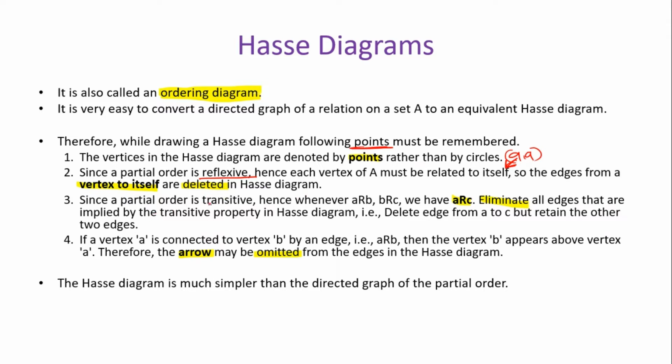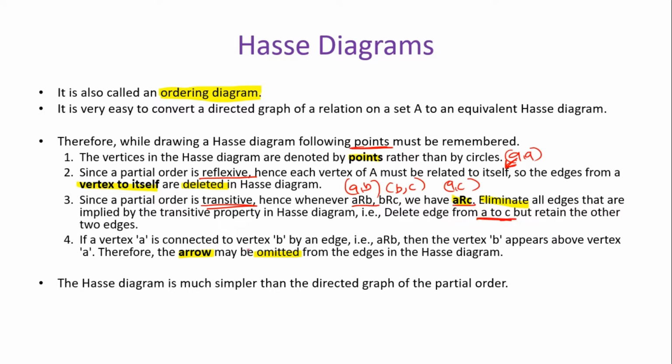Since a partial order is transitive, whenever we have a related to b and b related to c, then we have a related to c. This is the transitive property. So we always try to remove all edges that are implied by the transitive property in the Hasse diagram. That is, delete the edge from a to c but retain the other two edges.